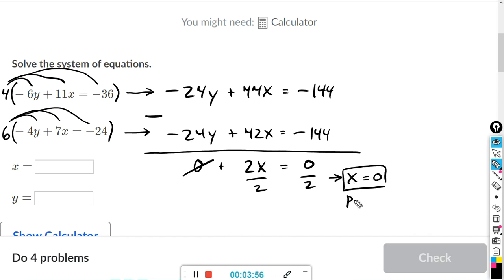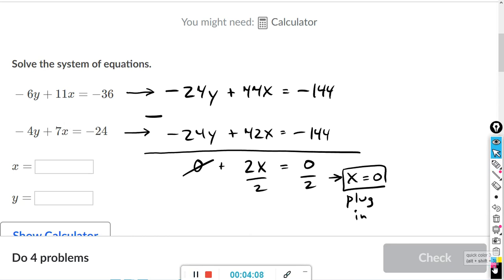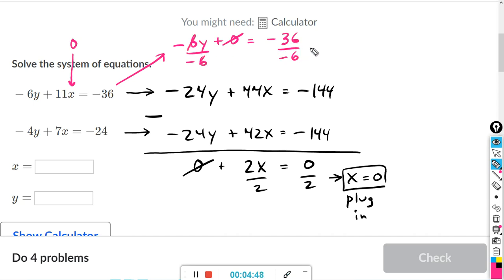Okay, so you want to take that x and plug it in. All right, you can plug it into either one. Okay, so I'll do it in a different color. I'll plug in x equals 0 in the top one right here. Okay, so I'm going to put a 0 right in there. All right. And plugging in x equals 0, we have negative 6y plus 11 times 0, which is just 0, equals negative 36. Okay, so we can ignore the 0. Solving for this, divide both sides by negative 6. Cancels here. Negative 36 over negative 6 equals positive 6. So y equals positive 6.